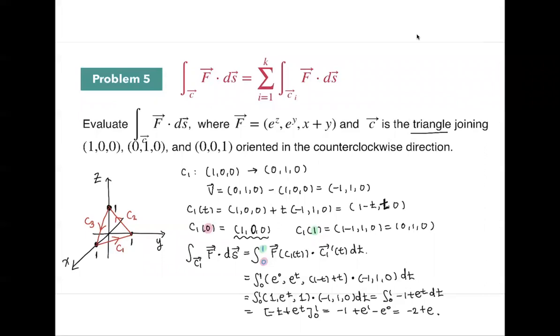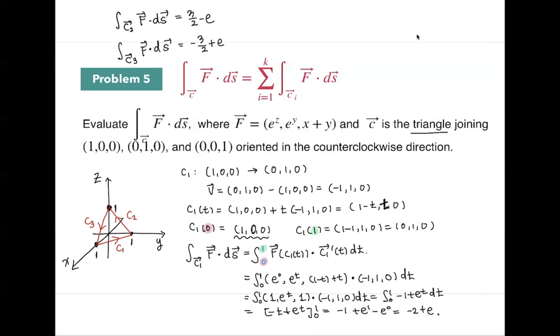Okay, the rest things are just the exercise. So I put the integral over C2 of f ds is 3 over 2 minus e, and the integral over C3 of f ds will be negative 3 over 2 plus e.